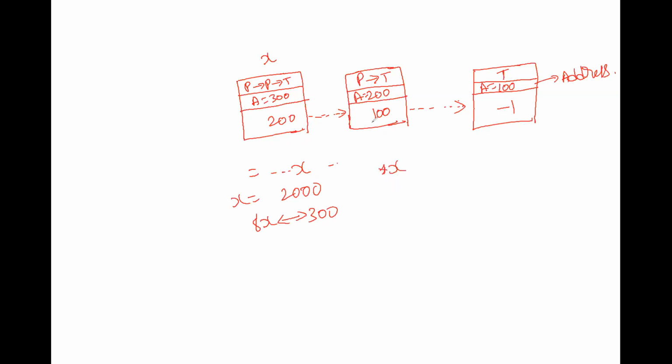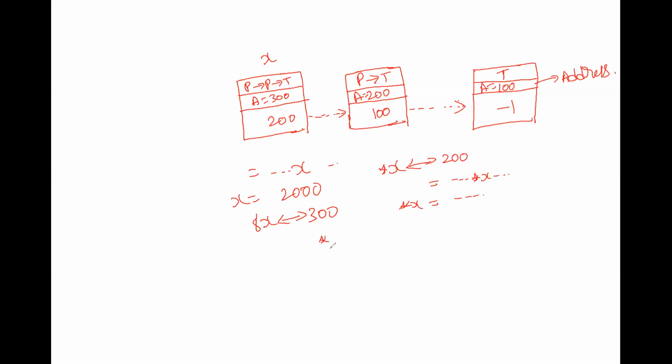And then what is star x? Star x is an alias for the address 200. So that means if you use star x somewhere on the RHS, you read the contents of that memory location 200, that will be 100. And if you say star x is equal to something, then the memory location associated with 200 will be updated.